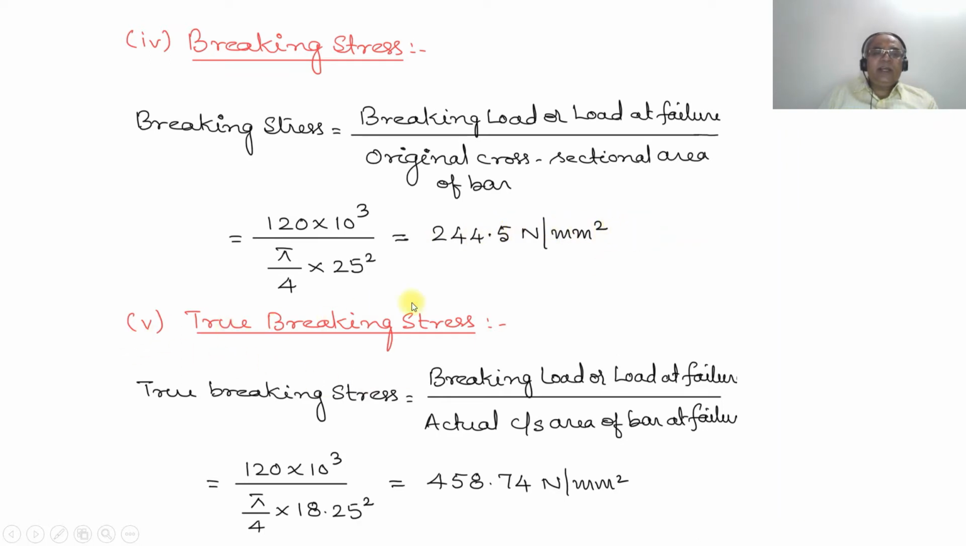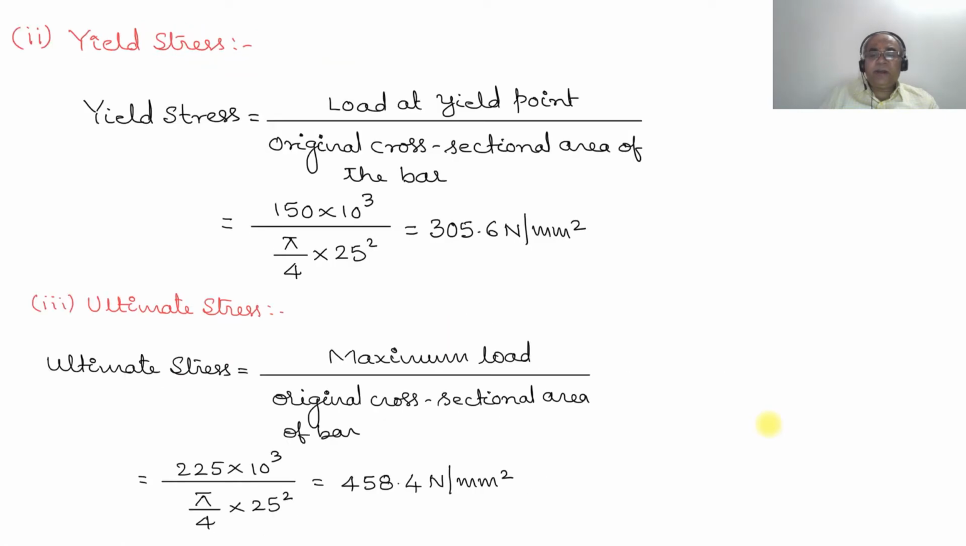The next one is true breaking stress. For true breaking stress, we need to take the actual cross-sectional area of the specimen, because that is the true value you are going to get. So it is the breaking load, or load at failure, divided by the actual cross-sectional area of the bar at failure.